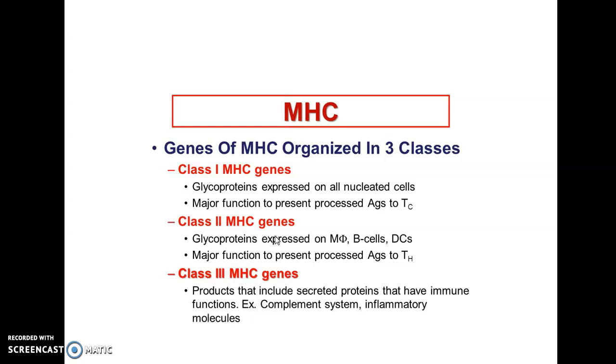So MHC class 2 proteins or molecules are more abundant or seen in macrophages, dendritic cells and B cells because they are professional antigen presenting cells and they present antigens to T helper cells.